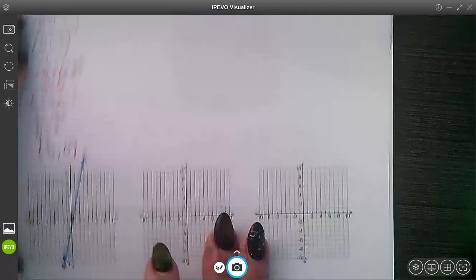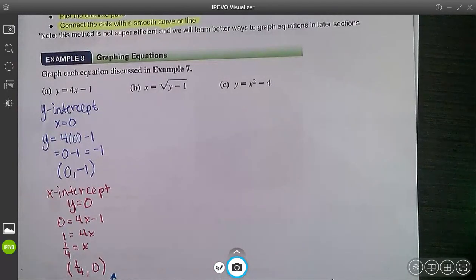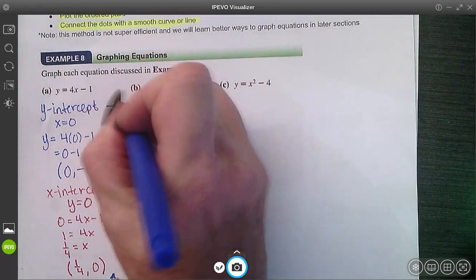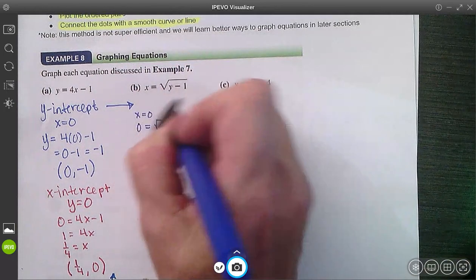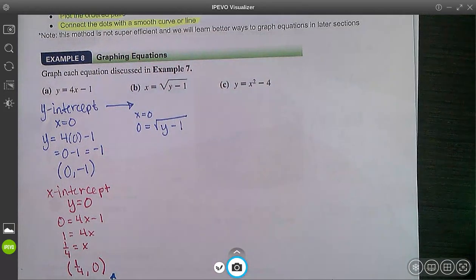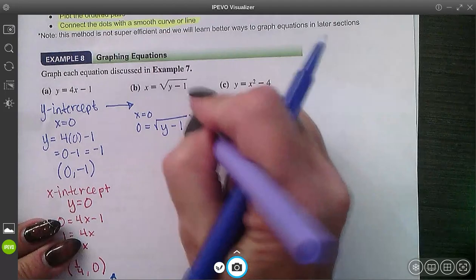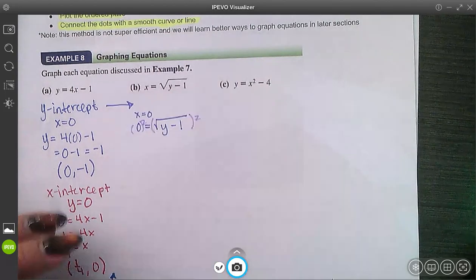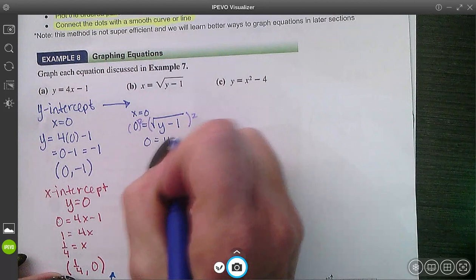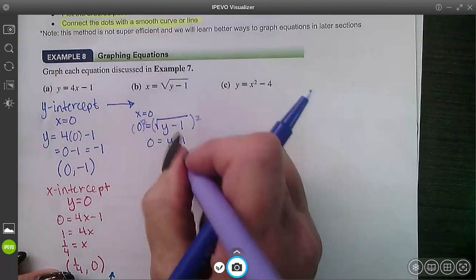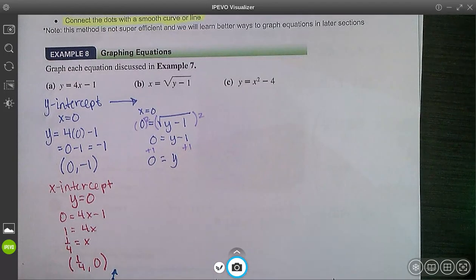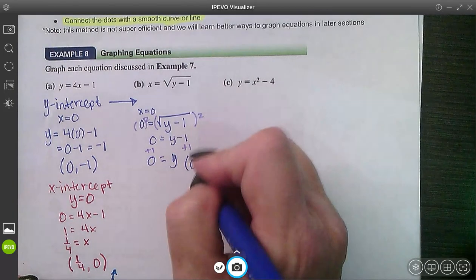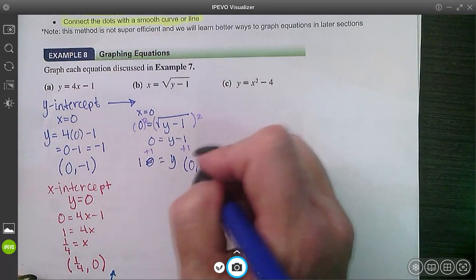x equals square root of y minus 1. So we're going to find the y-intercept. So for the y-intercept, we put in x equals 0. So that will be 0 equals square root of y minus 1. Now what we learned in chapter 1 about solving equations with radicals is that I should square both sides of this equation, which gives me 0 equals y minus 1. Then when I add 1 to both sides, I get y equals 1. So the y-intercept is (0, 1).